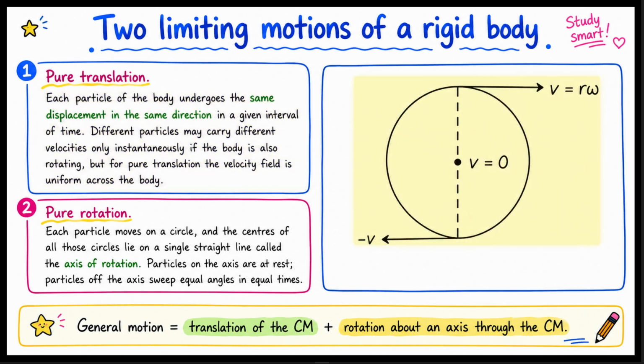In pure rotation, each particle moves on a circle, and the centers of all those circles lie on a single straight line called the axis of rotation. Particles on the axis are at rest. Particles off the axis sweep equal angles in equal times. The general motion of a rigid body is just translation of the center of mass plus rotation about an axis through the center of mass.